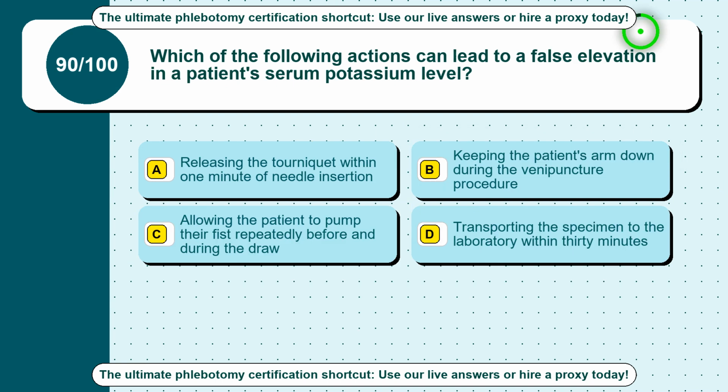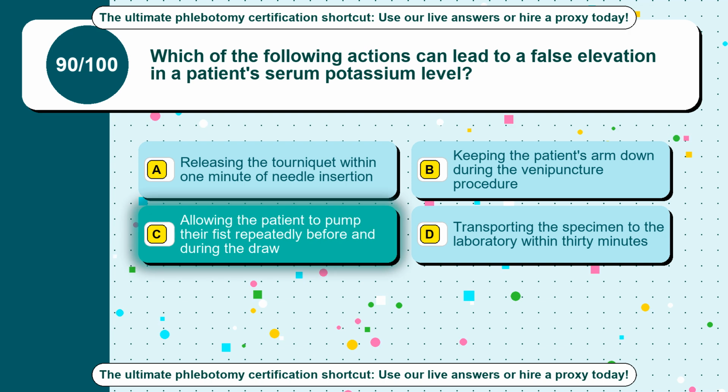Question 90. Which of the following actions can lead to a false elevation in a patient's serum potassium level? Option A, releasing the tourniquet within 1 minute of needle insertion. Option B, keeping the patient's arm down during the venipuncture procedure. Option C, allowing the patient to pump their fist repeatedly before and during the draw. Option D, transporting the specimen to the laboratory within 30 minutes. The correct answer is option C, allowing the patient to pump their fist repeatedly before and during the draw.